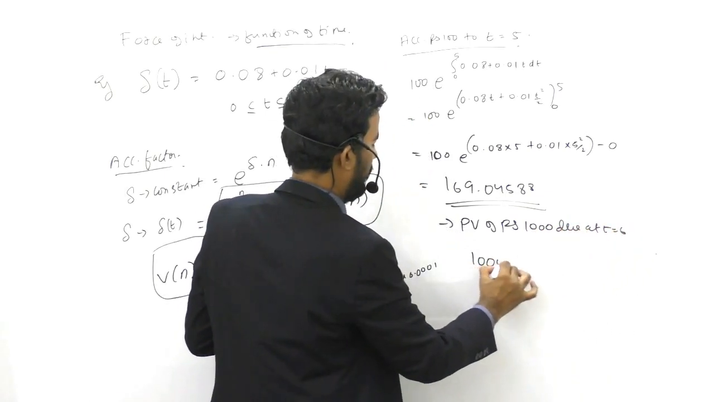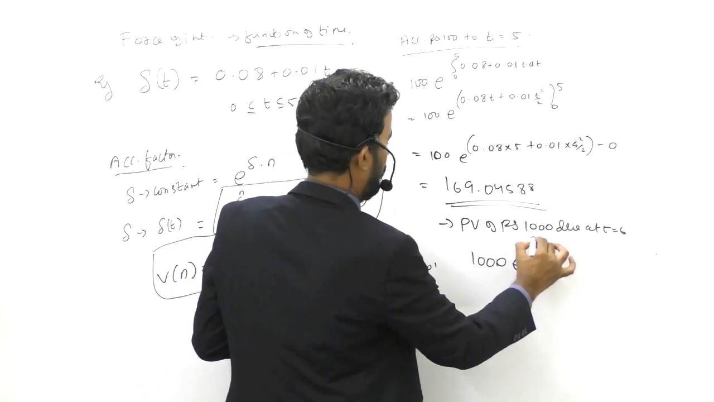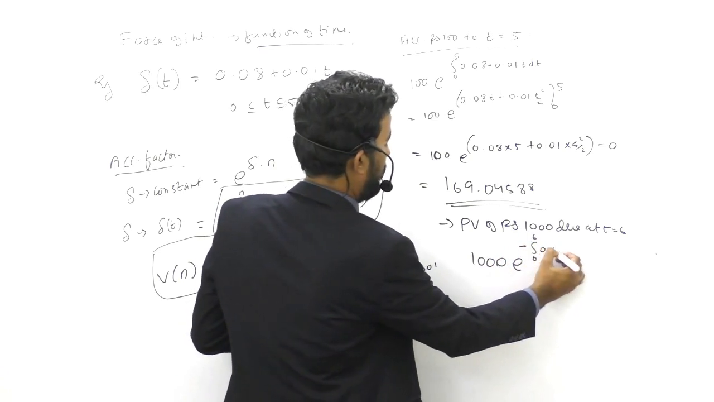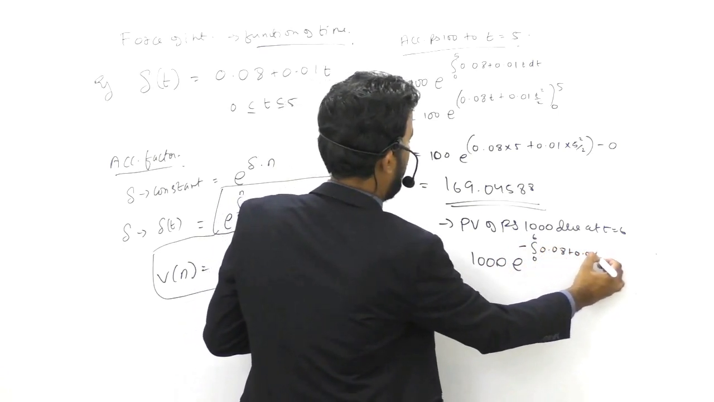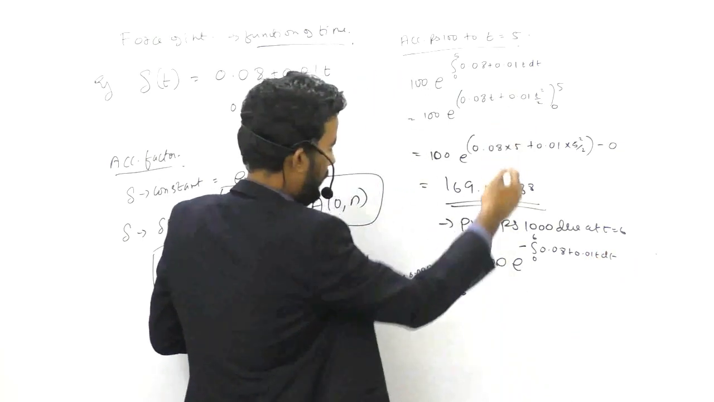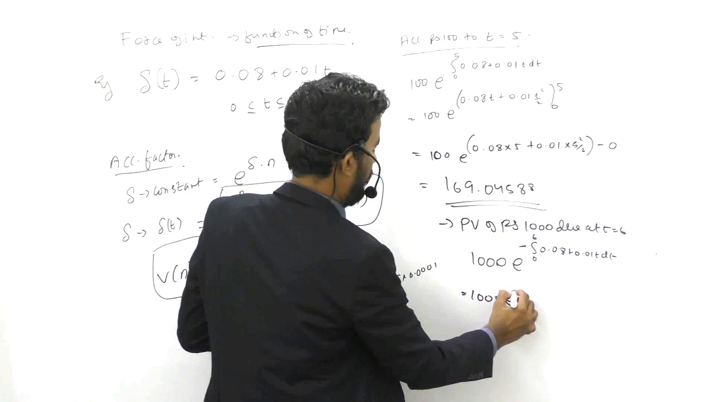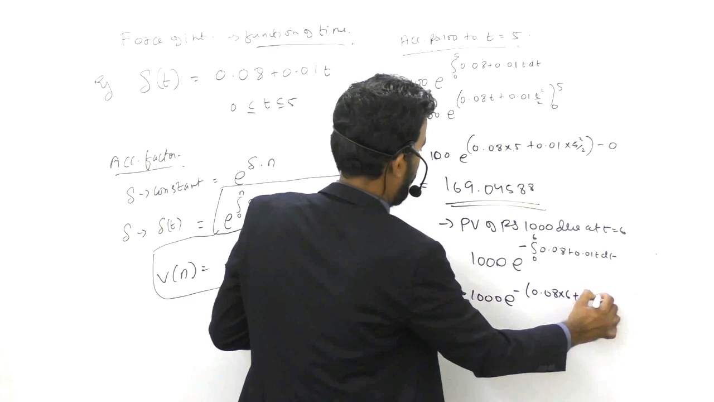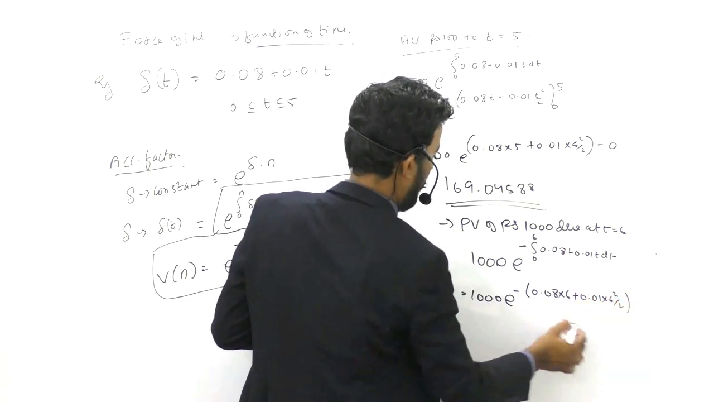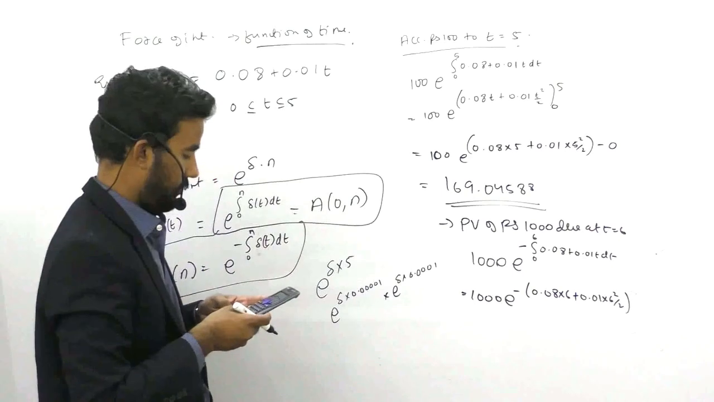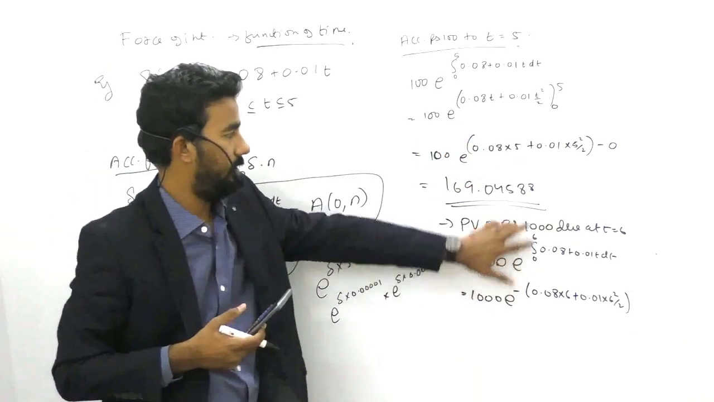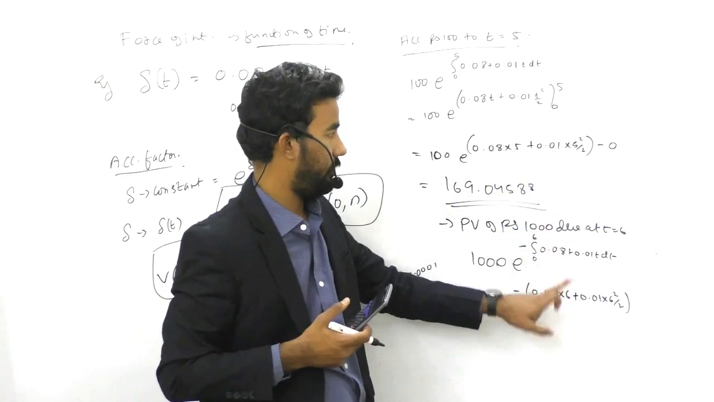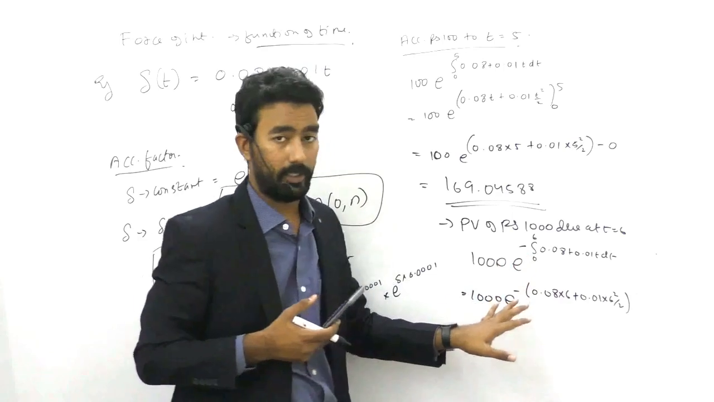So 1000 e raised to minus the integral from 0 to 6. You want to bring the value down to time 0 from time 6. 0.08 plus 0.01 t dt. Solving the same way, it becomes 1000 e raised to minus 0.08 into 6 plus 0.01 into 6 square by 2, minus 0. So let's see what the answer is. I hope you understood; I just used the same thing. Here it was 5, now we have 6, so I took 6 here. The other limit is by default 0 and there is a negative sign.